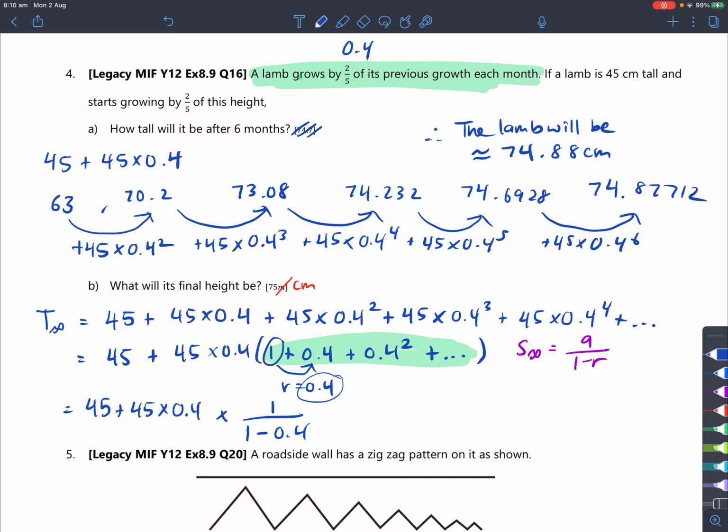Now, by doing this on the calculator, I do get 75 centimeters. Okay, which is very close to what the height of the lamb was really after the 5th month. It was already approaching 75, so the lamb was already capping its height. Okay, right. I'm going to move on to question 5 now.